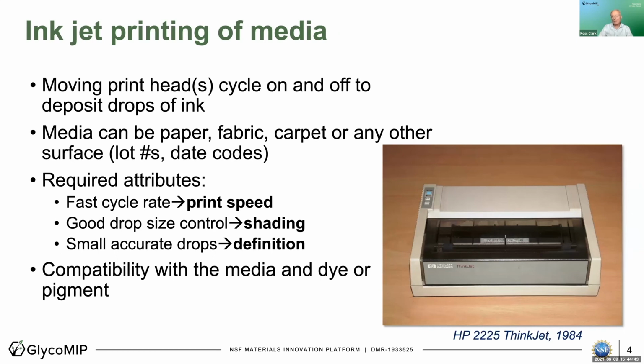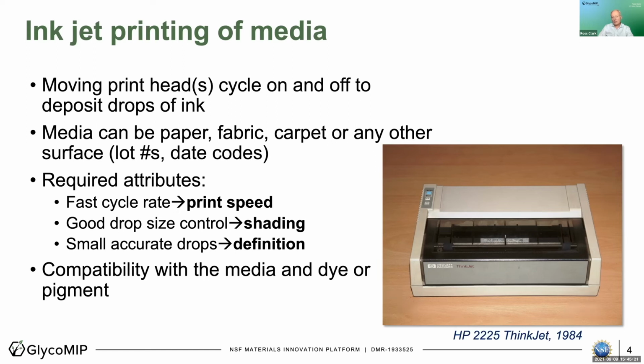The first thing I'm going to talk about has a fairly long history. Inkjet printing first began with that little HP 2225 you see down there back in 1984. That was the first time that people actually shot out drops of ink, and it landed on paper in this case, and they created printing. So you have one or more moving print heads that turn on and off and deposit drops of ink onto some kind of material. It can be paper, fabric, carpet. These days, inkjet printing is used a lot for lot numbers, date codes, and things like that on boxes.